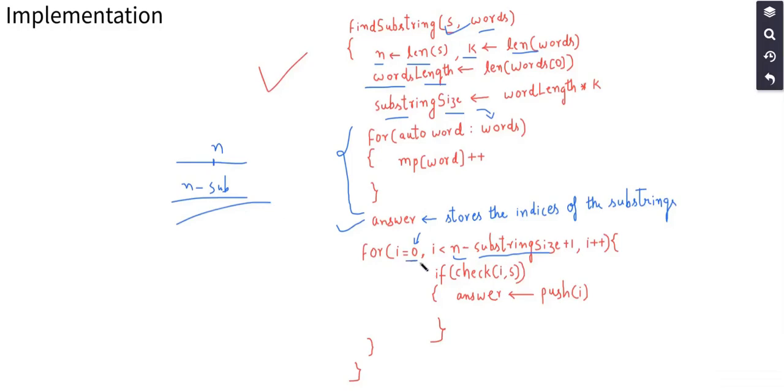Then for each index we call the function which we understood in the previous slide. It checks if a valid substring is starting from the index I or not. If it is, then we push that index into our answer array, and finally we have our answer array prepared and we return it right from here. So this is how the find substring function is working.